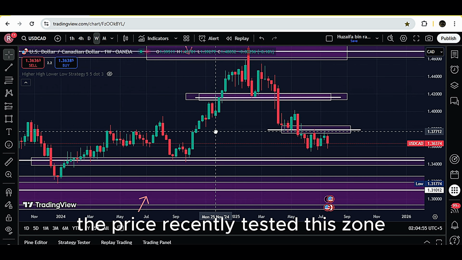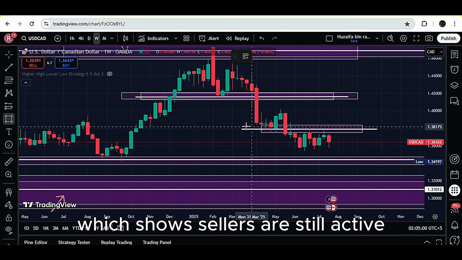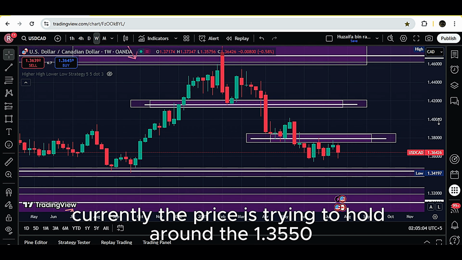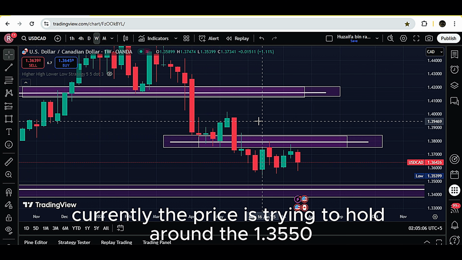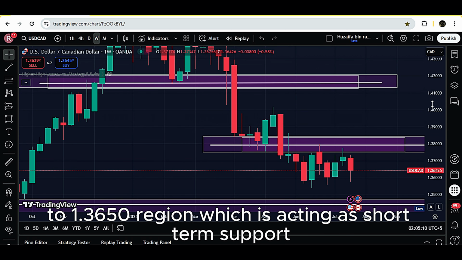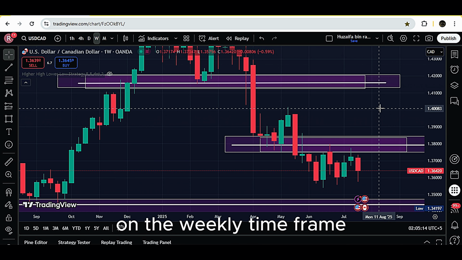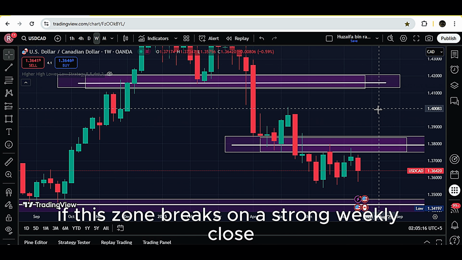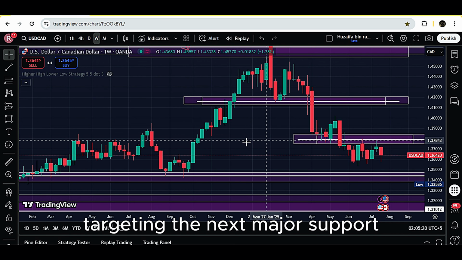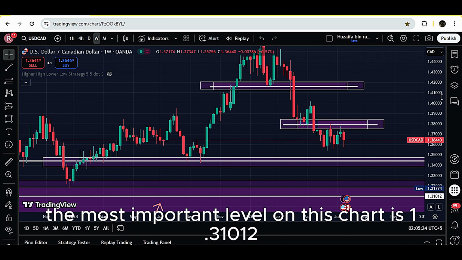The price recently tested this zone but failed to break above, which shows sellers are still active and pushing the market lower. Currently, the price is trying to hold around the 1.3550 to 1.3650 region, which is acting as short-term support on the weekly time frame. If this zone breaks on a strong weekly close, we could see a fresh wave of selling targeting the next major support.